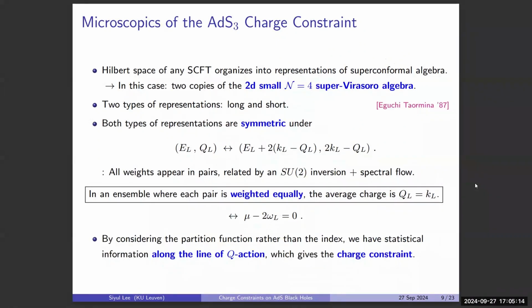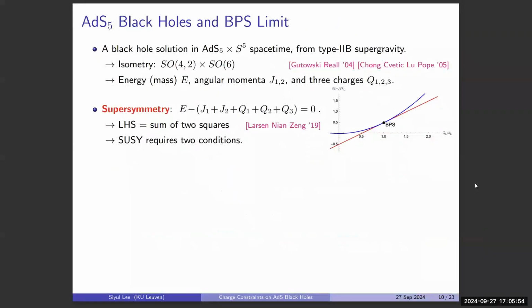So the upshot is that by considering the partition function, which has all the information about the location of the states, rather than the index, we have the statistical information along this line of direction, and that can give you the correct charge constraint, the supersymmetric charge constraint of the AdS3 black hole, if you impose this condition that these two states along the line of direction are weighted equally. So this was the derivation for the AdS3 black holes, and now, motivated by this, we move on to the AdS5 black holes. Question.